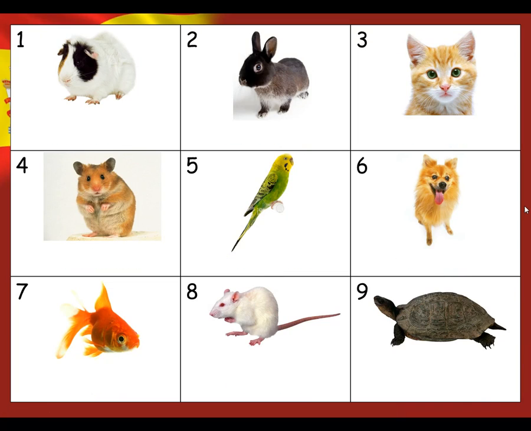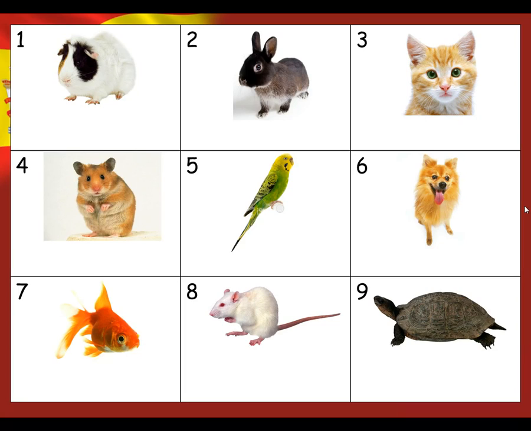So we've taken away the names of the pets, and we're going to do an activity now with those. So you will need your pen and your piece of paper. I'm going to say the name of the pet in Spanish, and what you need to do is write down which number it is. Okay, are you ready? Here we go.